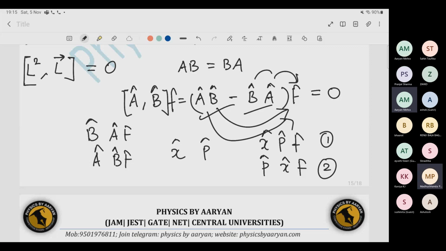Yes, sir. So if two operators commute, meaning they give the same information, it doesn't matter if you operate A first or B first, then it means they are compatible with each other. What do you mean by compatible? It means measurement of one operator does not disturb the information about the second operator. There are many such operators. For example, if you measure Lx and then you measure Ly, doesn't matter. You can do that. Measurement of Lx won't change the Ly.